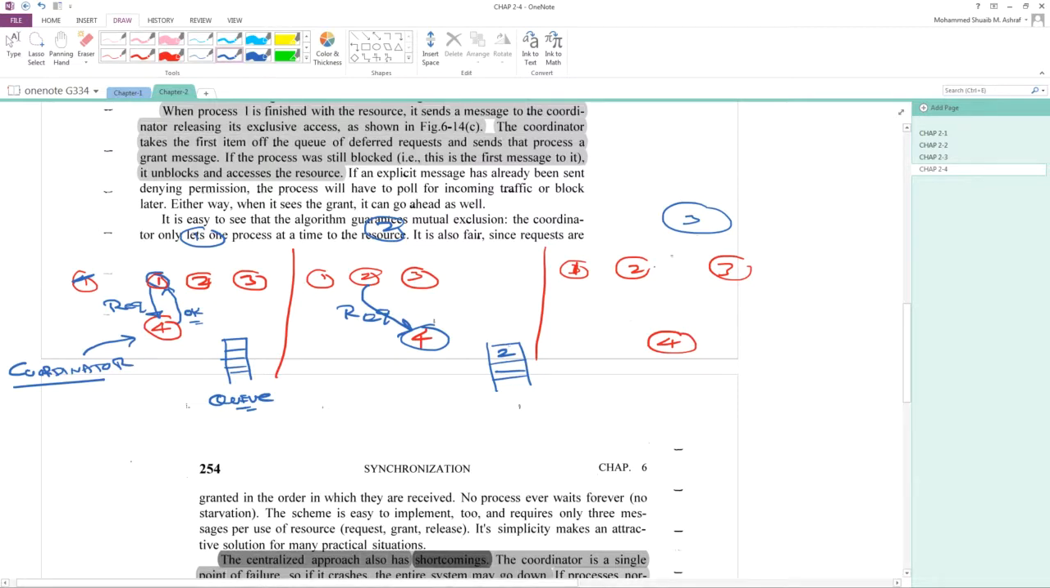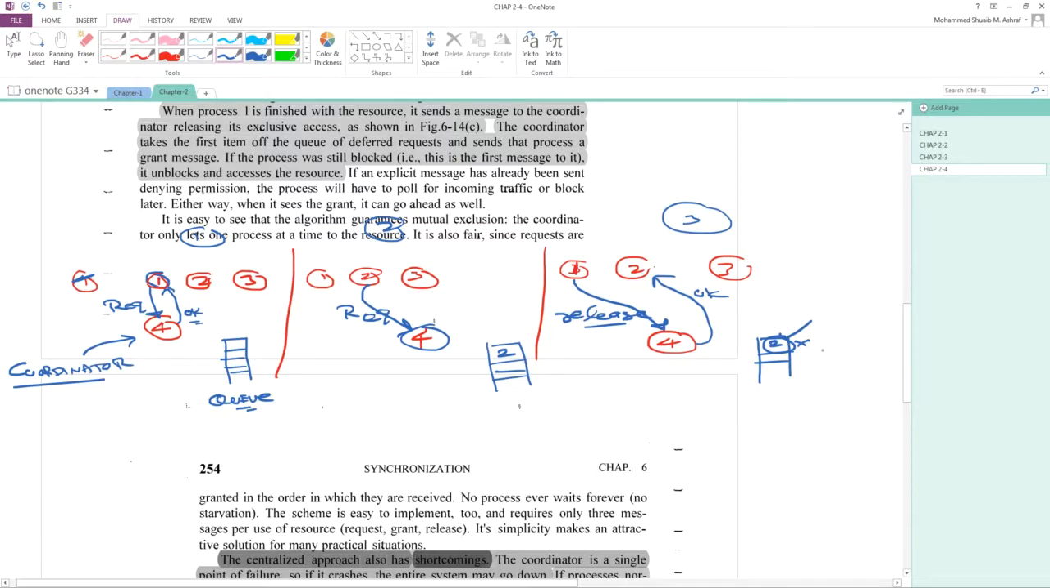Okay. Diagram number 3. When process 1 finishes, he will send a message to 4 and write release. Release means finished. Process 1 is finished. So when process 4 sees the release message, then what will he do? He will remove number 1 from the waiting queue and immediately send okay.